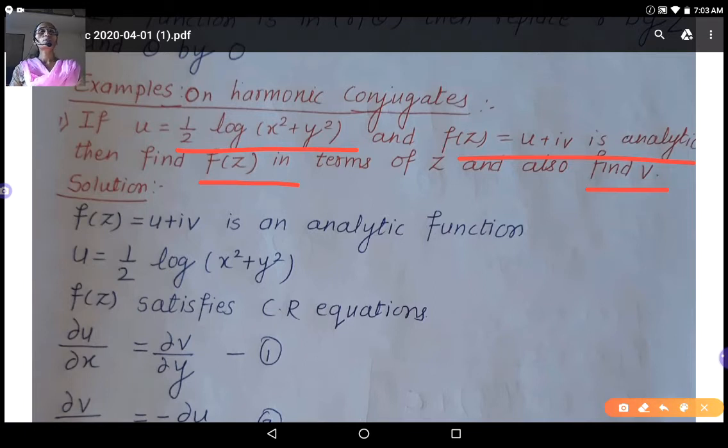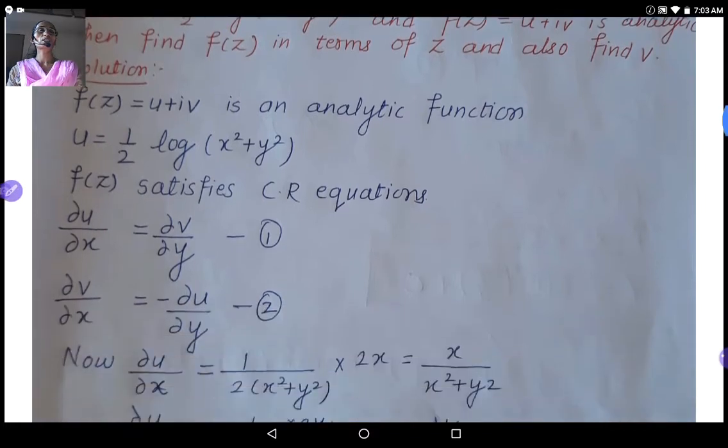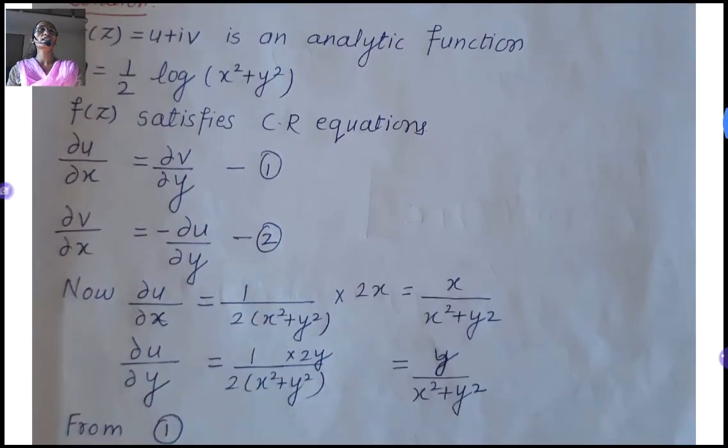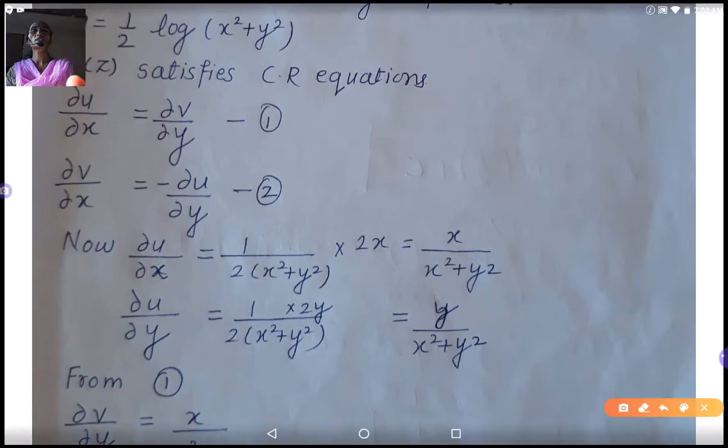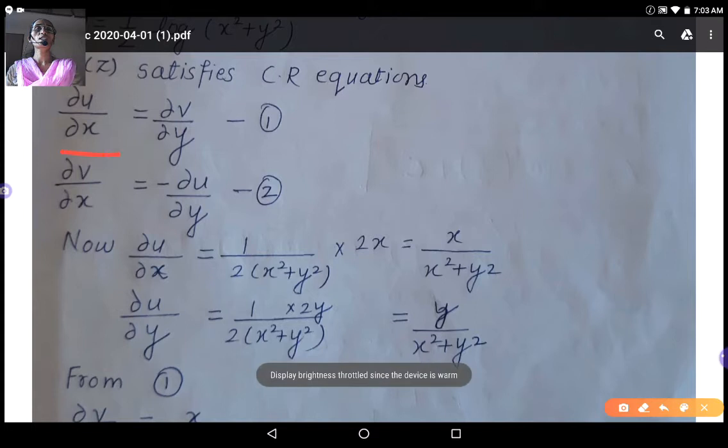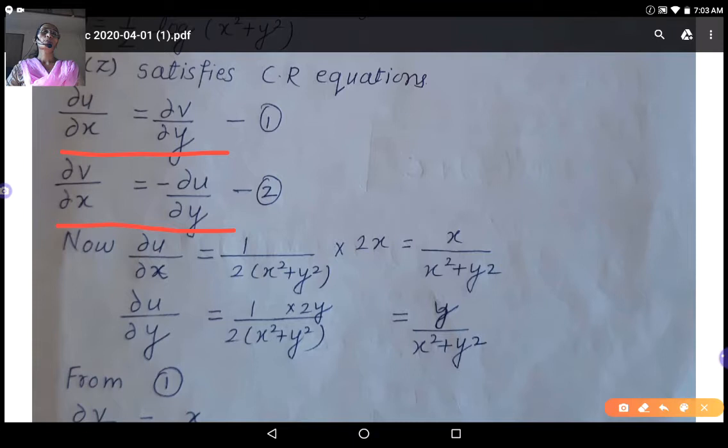Now f of z is given analytic. This is the main thing for us. Once the function is given analytic, it satisfies the CR equations. And we have seen what the CR equations are. The first CR equation is delta u by delta x is equal to delta v by delta y, and delta v by delta x is equal to minus delta u by delta y.